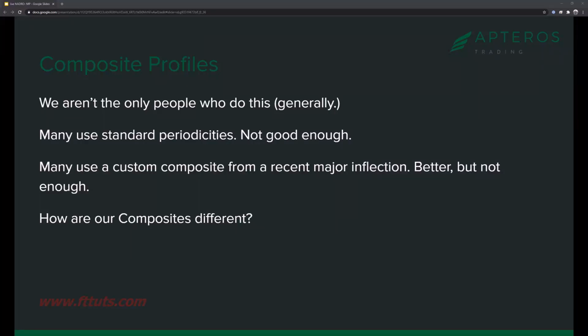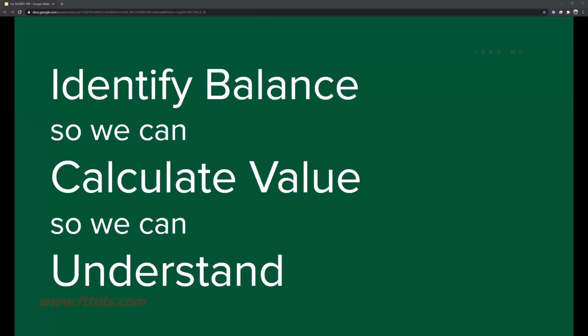So that leads us into how ours are different. We're looking to find the only thing we can understand, which is balance. Where is their balance? And let's create custom composites where there is that balance so that we get a good read on value. I was telling myself, go find that slide where you said that thing and show them that, and here it is. Identify balance so we can calculate value so we can understand.